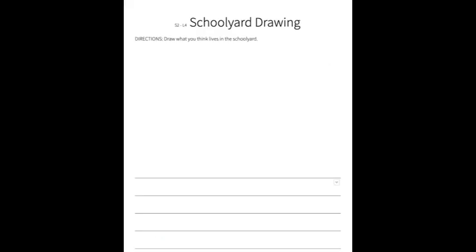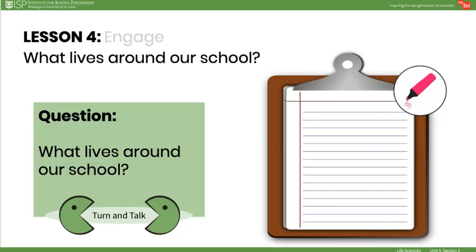Then direct them to Student Journal page 17, Schoolyard Drawing Sheet, so they can record their thinking about what they think lives around their school. Chart what students think they might see in categories such as kinds of plants or kinds of animals, and save this record of their thinking for future reference.